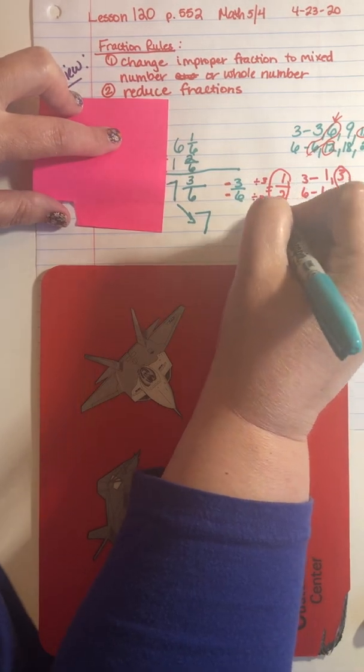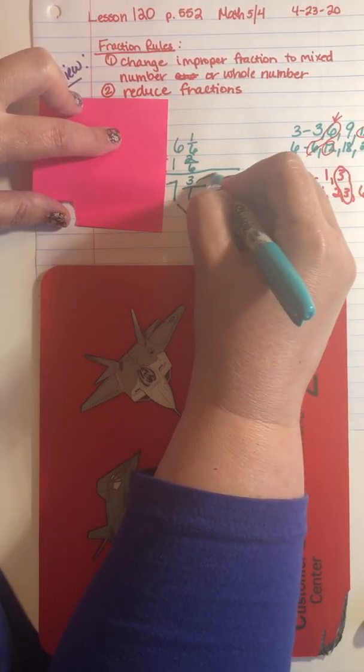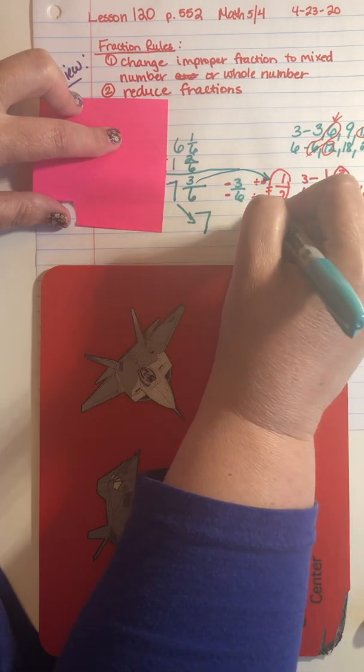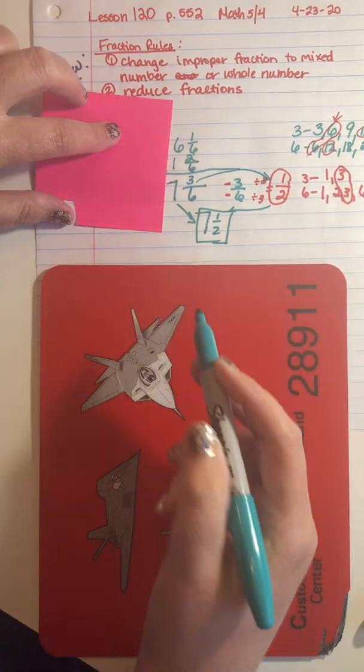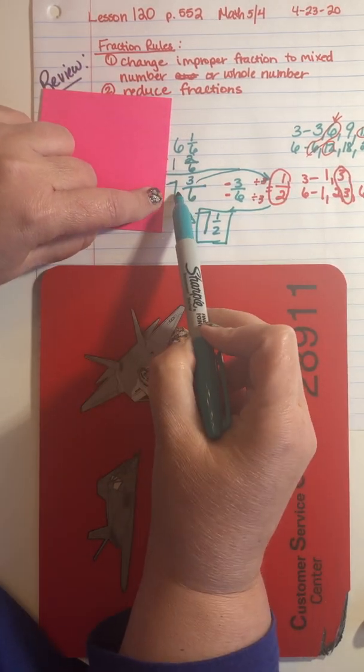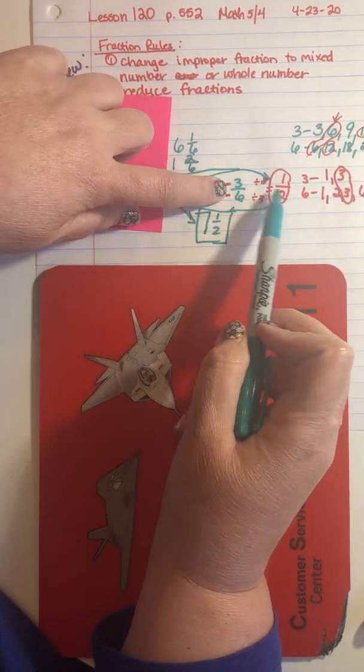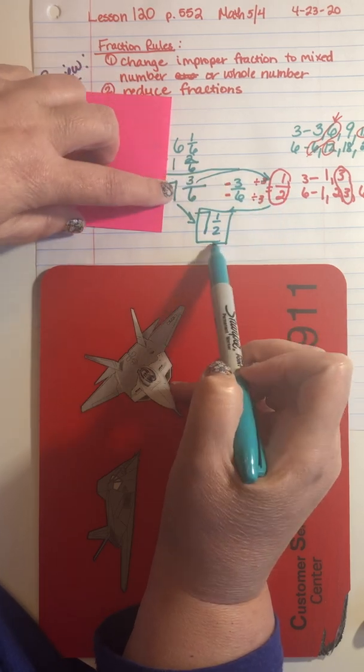Okay, so for my answer, I took 3/6 and I turned it into 1/2, so I'm just going to write that with my answer: 7 and 1/2. So I took 7 and 3/6, reduced the 3/6 piece to 1/2, and then put the 1/2 in.